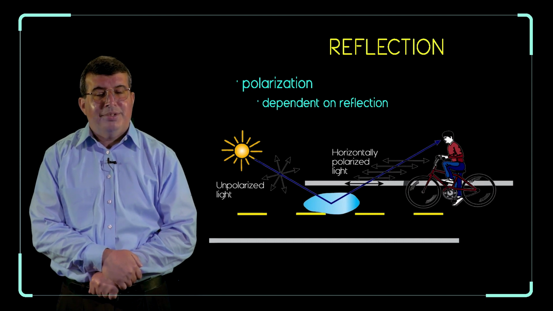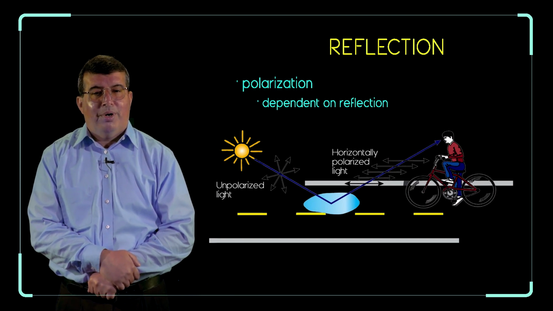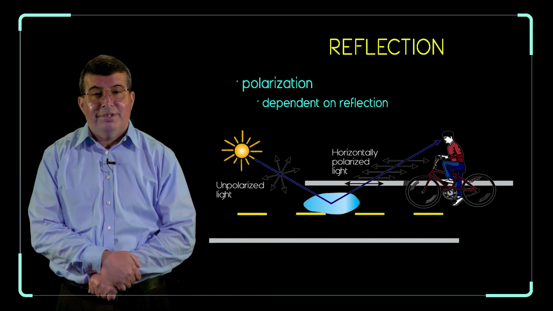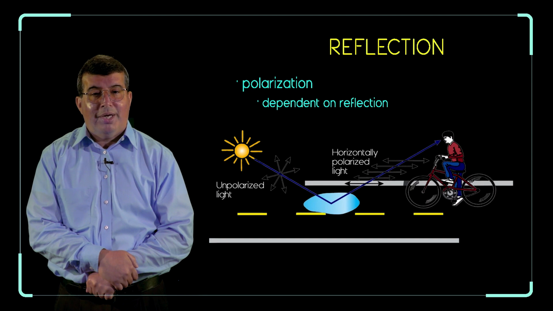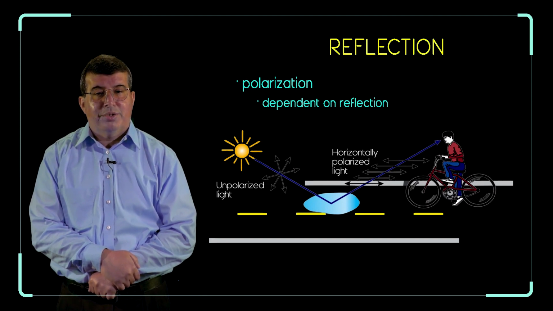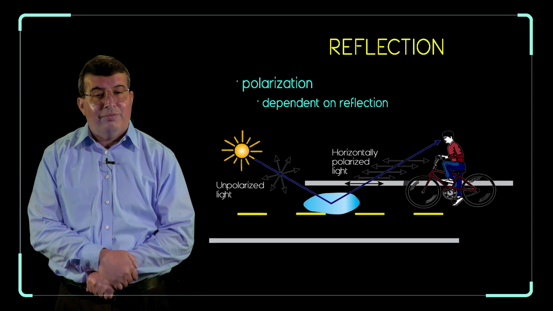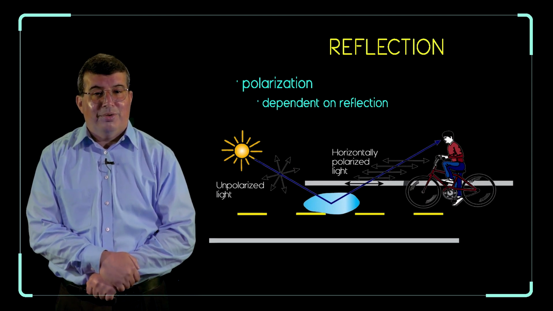And what this means is that the bicyclist can actually block the light from the puddle by wearing polarized sunglasses that are vertically polarized. So vertically polarized sunglasses will block the horizontally polarized light from the surface. So it will block the glare from the sun. Let me do a demonstration to show you that.